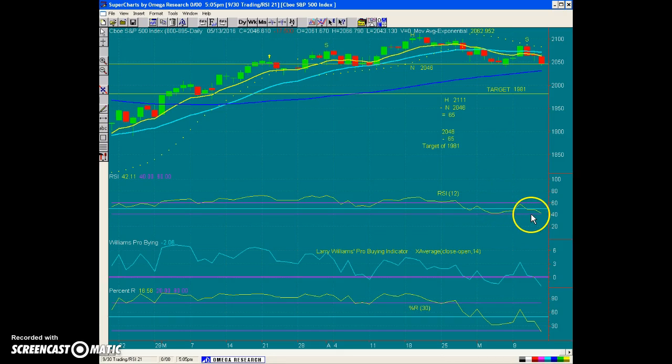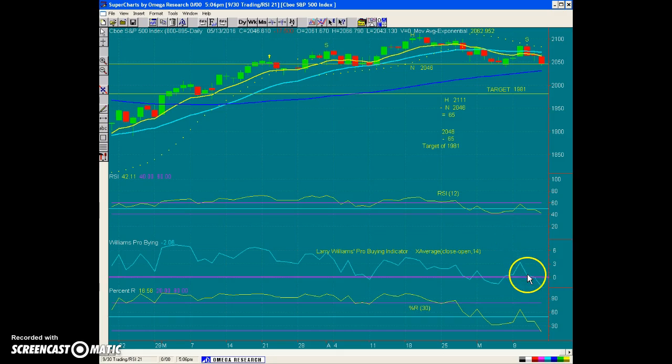RSI has come down to the 40% line, but it hasn't crossed below it. So there's a critical point here. If we break below the 40% line, well, all bets are off insofar as the bullish scenario is concerned for a while, until we get down to that 1981 level perhaps.